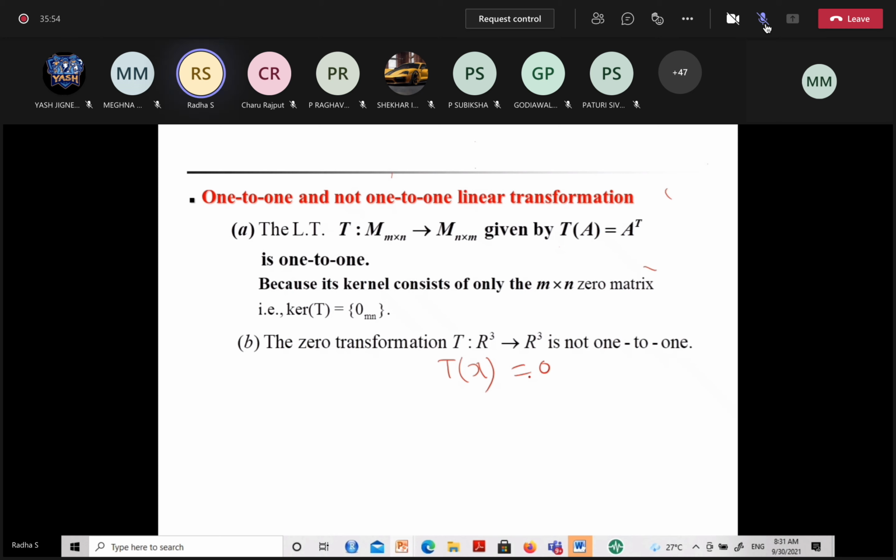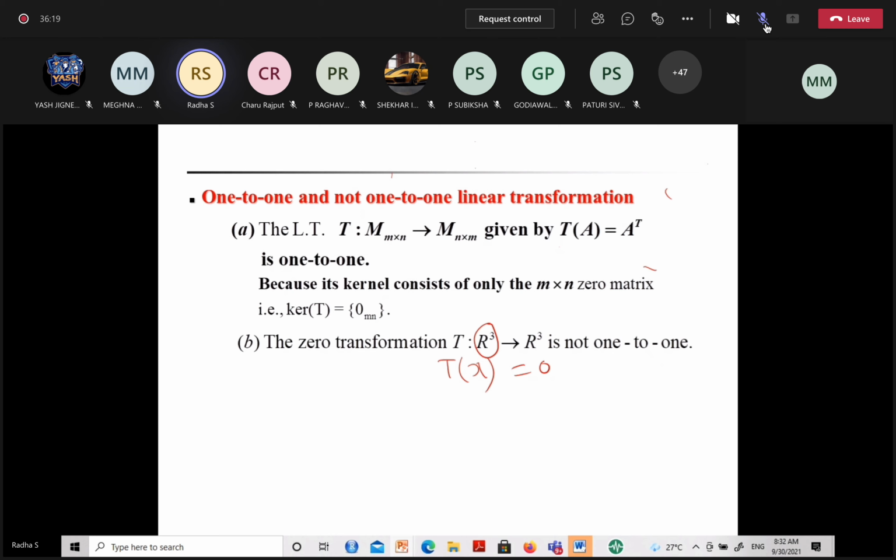What can you say about the kernel of the linear transformation? Kernel. You have seen this already. Kernel is the entire set of all vectors in R cube, right? Because all vectors are carried on to 0. Because the mapping, the way you have defined it, each and every vector in R cube is carried to 0. So that means the kernel is nothing but the entire domain.